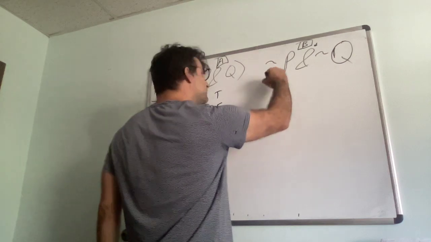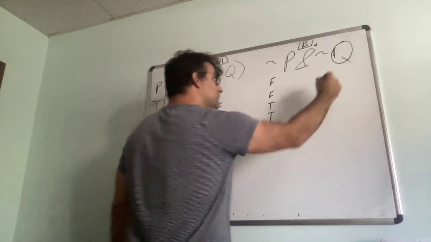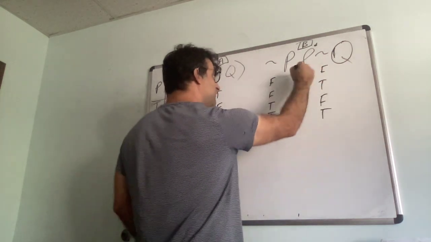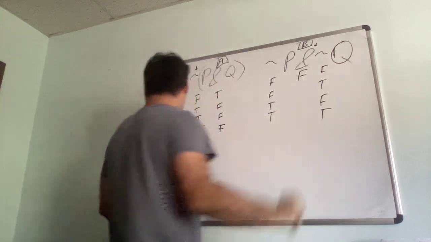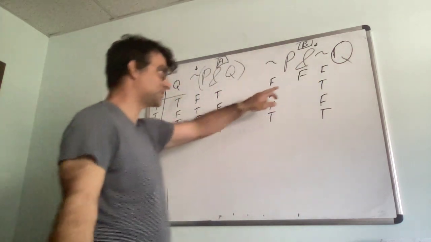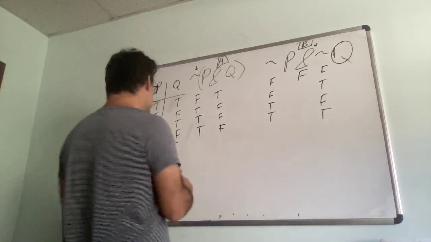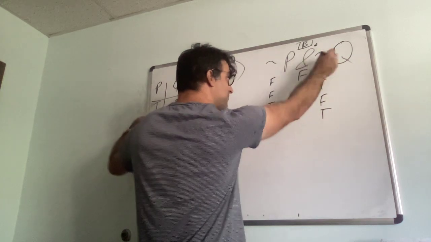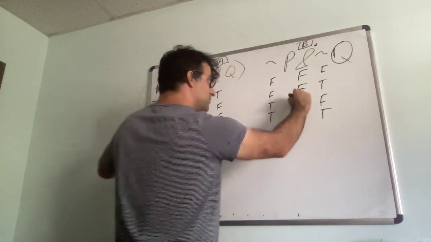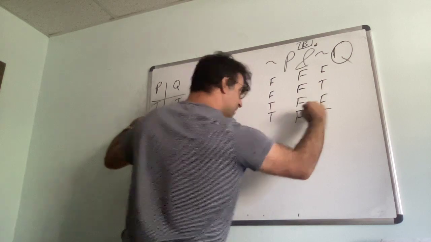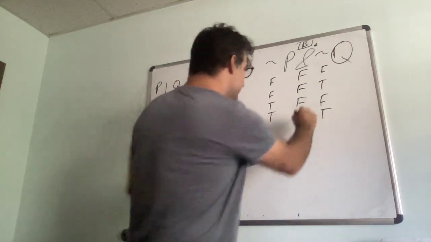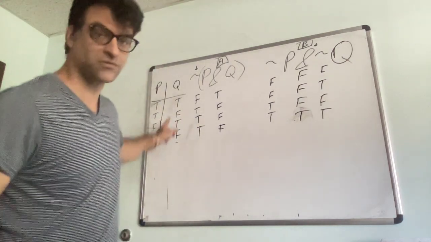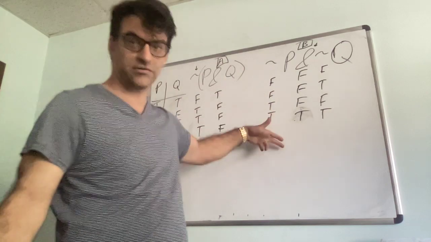So we go not P. False and false is false. They're both true in row 1, so the statement that they're both false is definitely false. Okay? P is true in row 2, so the statement that P and Q are both false is false. P and Q are both false in row 4. Okay?